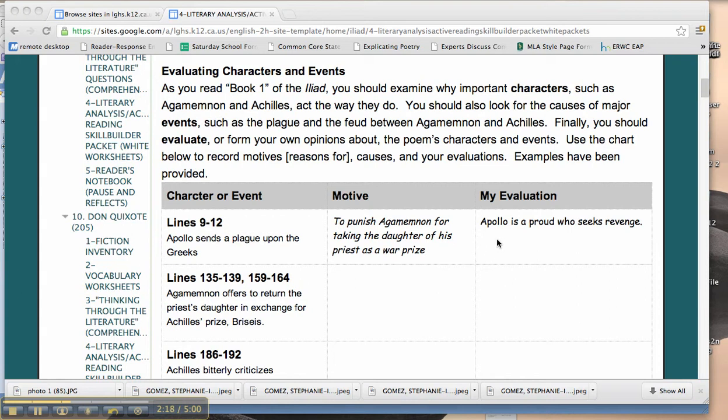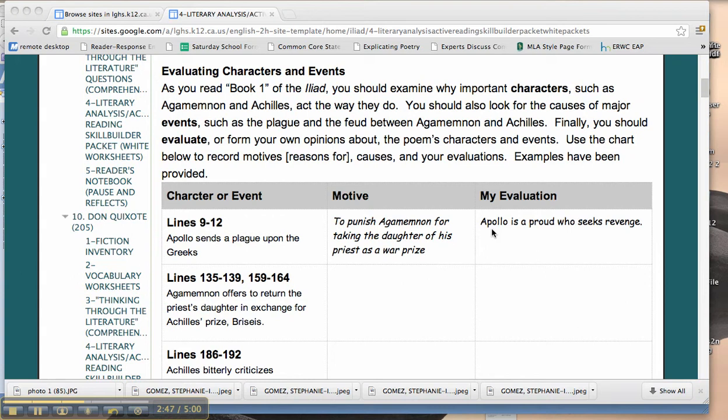So when you write my evaluation, you see what Apollo does, the action here, the event or the character, in this case Apollo. You see what his motive is, what was the reason why he did this, and then you say to yourself, what does that mean? What does it say about Apollo? You're evaluating the character of Apollo. What does it mean that he created that event or had that motive?